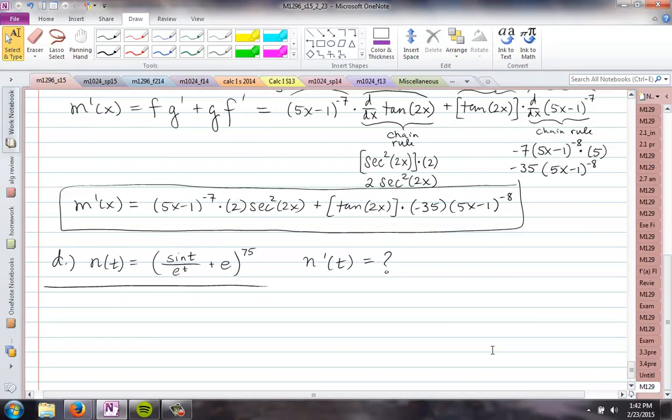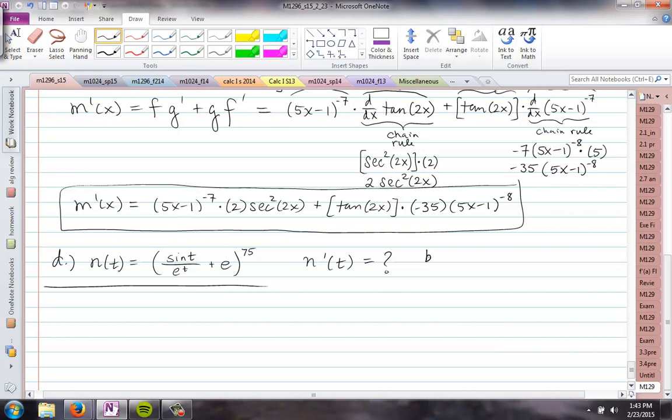Our function is N of t, which is equal to sine of t over e to the t, plus e, all to the 75th power. So we're trying to find the derivative of that, and we should always look to simplify first. But note that here it's tempting to bring in that 75th power to each term inside the parentheses, but there's not an algebra property that allows you to do that, and it's not true. And so we're really stuck here with this function in its current format.